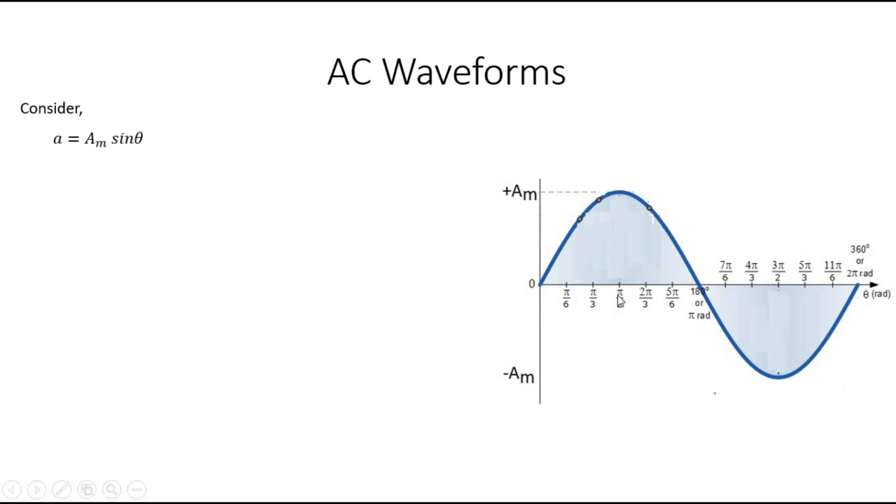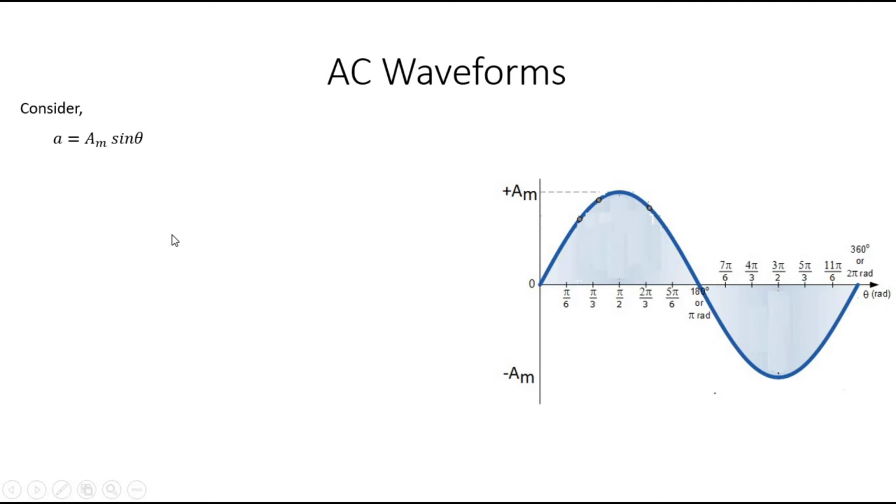where theta is varied from 0, pi by 6, pi by 3, pi by 2. It will be maximum. Sine pi by 2 is AM. So it will be maximum value. Again at pi radian, sine pi is 0, it will be 0. Again it will be repeating in the negative half, and at 2 pi it is again 0, completing one cycle.